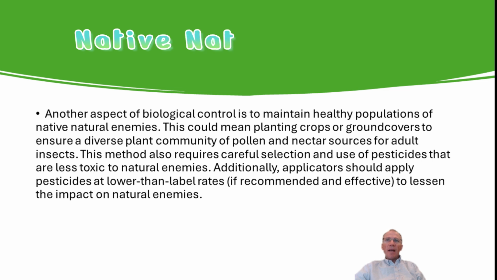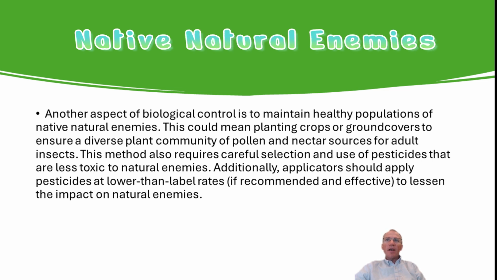Another aspect of biological control is to maintain healthy populations of native natural enemies. This could mean planting crops or ground covers to ensure a diverse plant community of pollen and nectar sources for adult insects. This method also requires careful selection and use of pesticides that are less toxic to natural enemies. Additionally, applicators should apply pesticides at lower than label rates if recommended and effective to lessen the impact on natural enemies.